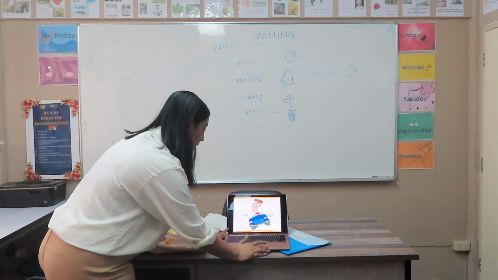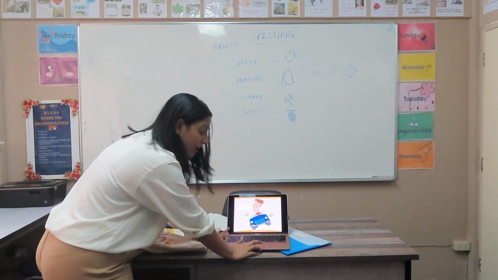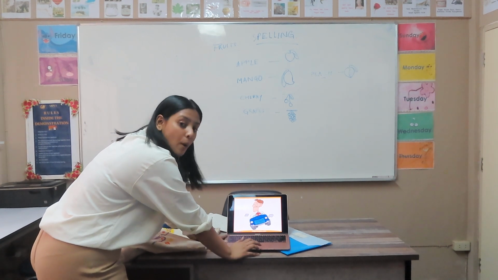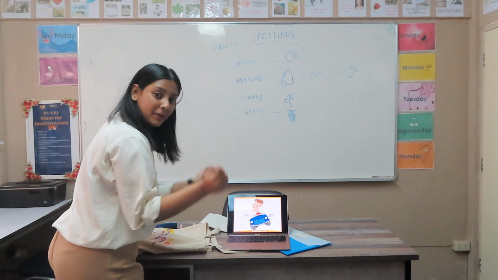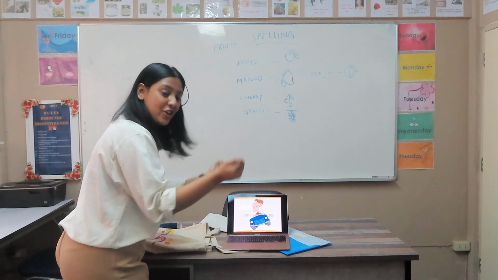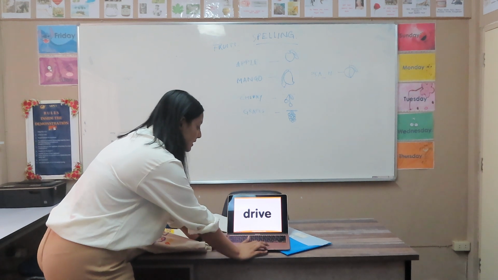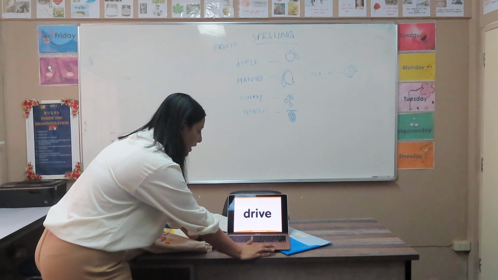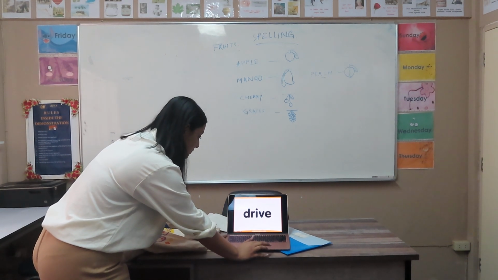Now second one. What is this? Car. What is this called? Car, right? We all love cars. Now what color is the car? Blue. Again, this is also blue. Now what is he doing? Drive. Everyone show me how to drive. Like this, right? Drive. Now how to write drive? Can you see? D-R-I-V-E. Try. Good. Everyone, write it down. Yes.